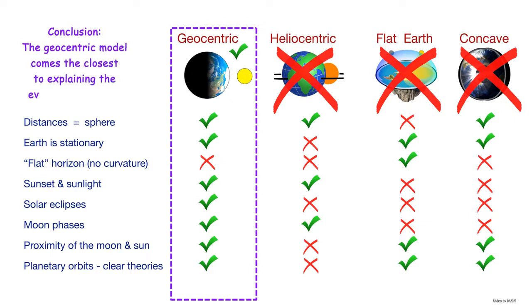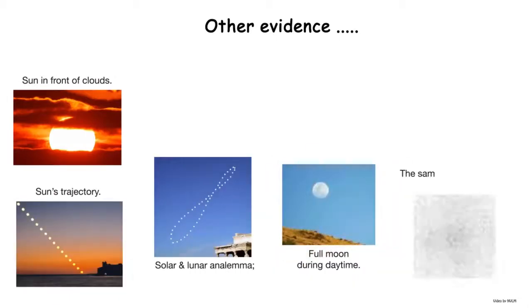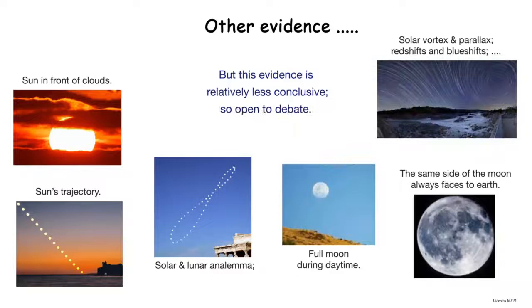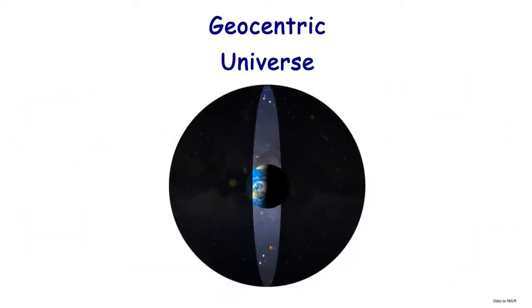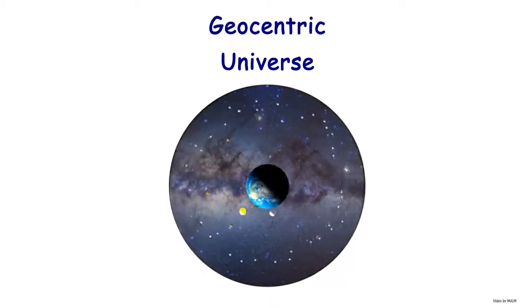In conclusion, the geocentric model comes the closest to explaining the evidence observed. There is other evidence to consider, but these are relatively less conclusive and open to debate. We live in a geocentric universe.